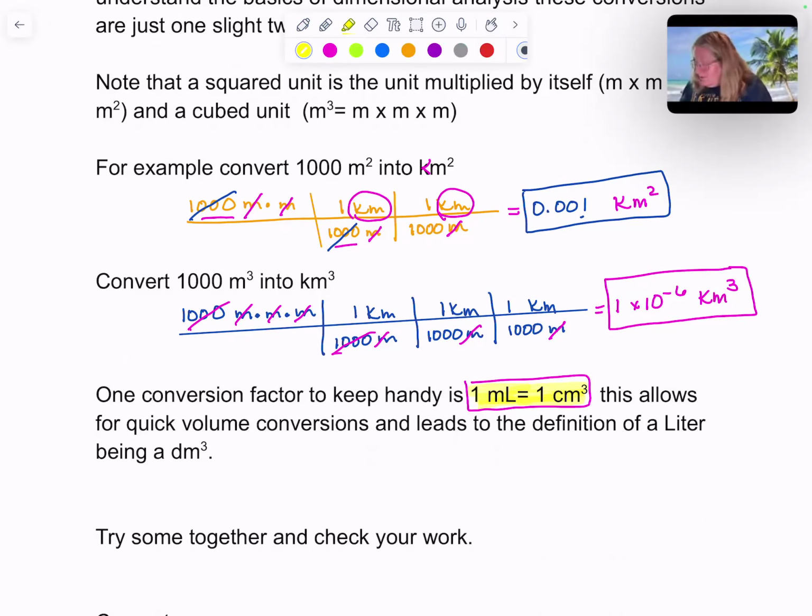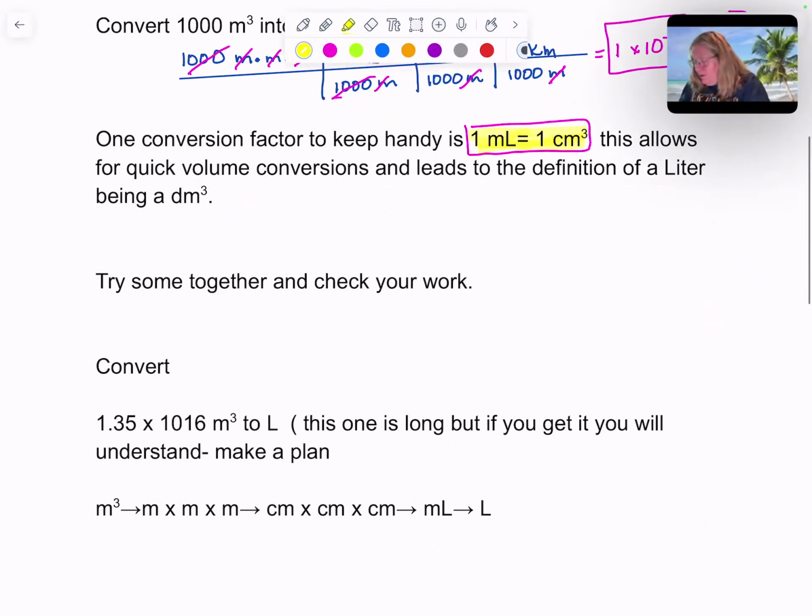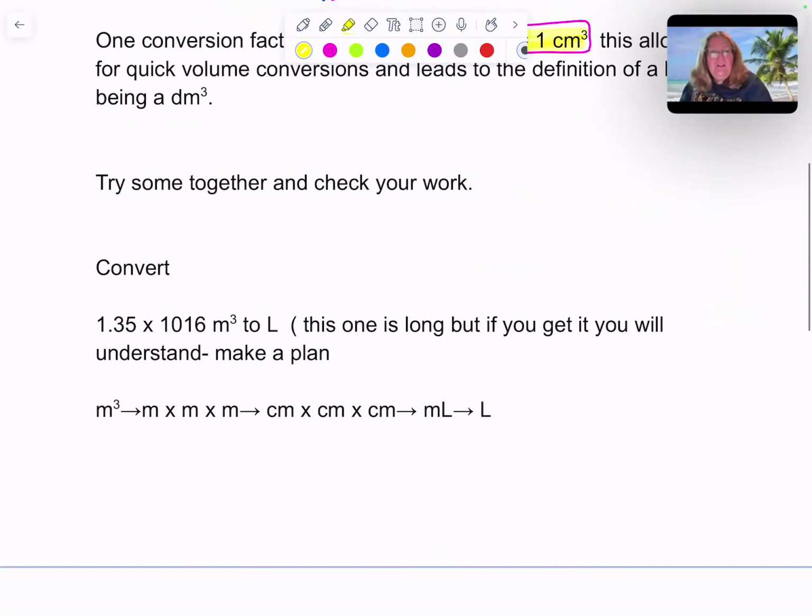Okay, so let's do some together and we'll check our work. Here we want to convert 1.35. Ooh, I wrote that interestingly. That should have been an exponent. Sorry, that's a typo here.